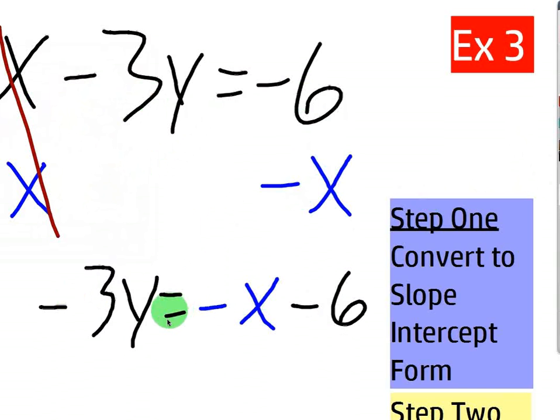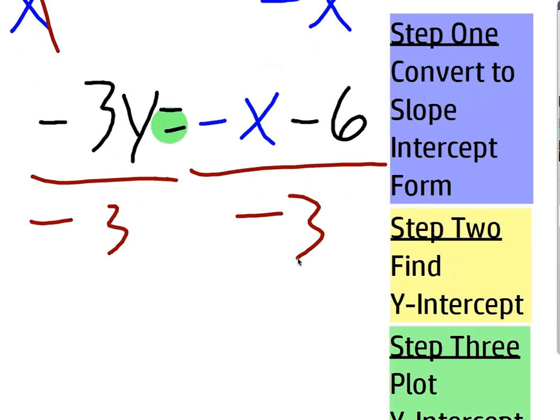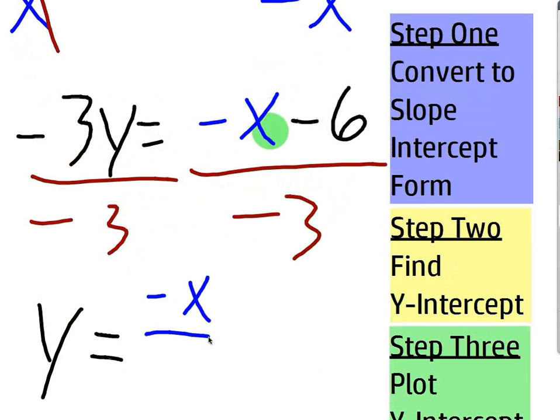Divide both sides by negative 3. Correct. That way the negative 3 on the left will cancel. So you get negative 3, and remember you're dividing the entire sides by negative 3. So divide the left side by negative 3, the right side by negative 3. The negative 3's are going to cancel on the left, and we get y. And then what I like to do is divide each term on the other side by negative 3. So it's going to be negative x divided by negative 3 minus 6 divided by negative 3.